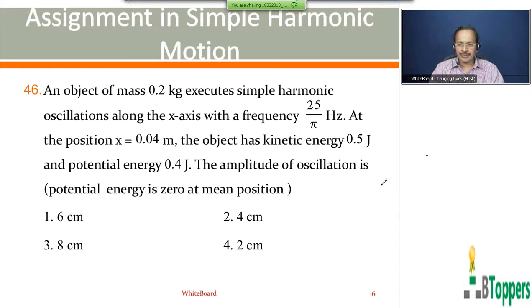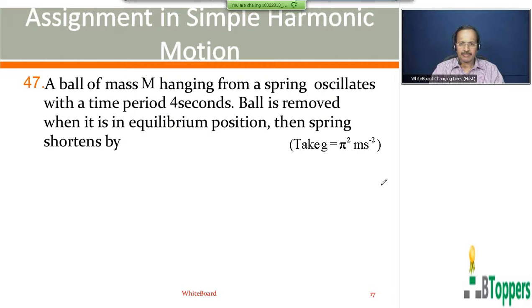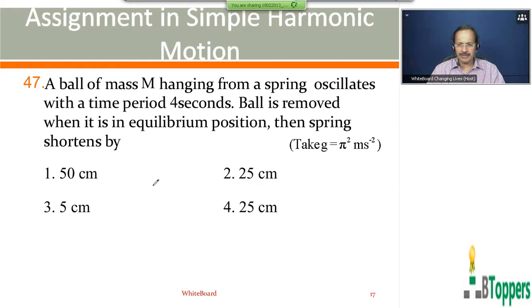So I am going to show the next question on screen. See the question number 47. A ball of mass M hanging from a spring oscillates with a time period of 4 seconds. Ball is removed when it is in equilibrium position. Then spring shortens by. They are given 4 options on screen. Within brackets, you can see take G as pi square meter per second square. First option is 50 centimeters, second option 25 centimeters, third option 5 centimeters, fourth option 25 centimeters. Come on, take a pause and try the question.